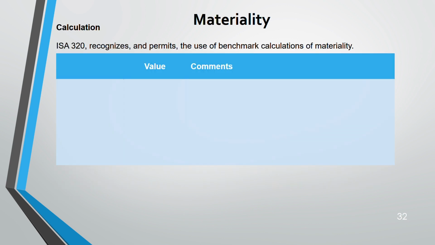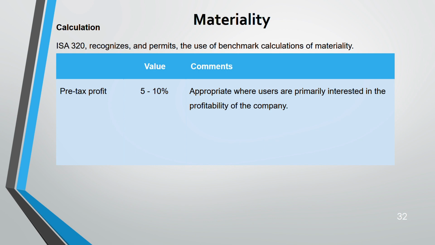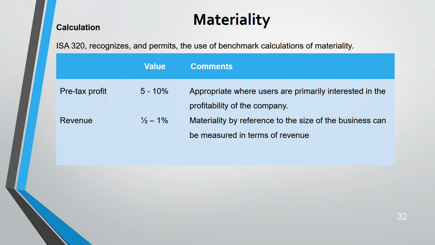Now, calculation. This is very important, which you need to remember throughout your AAA. Here they have used some benchmarks for you to decide something is material or not. So here, if it's a pre-tax profit, and if it's between 5 to 10%, it's material. If you are going by the revenue, just half to 1% is considered material. And total asset, 1 to 2% material.